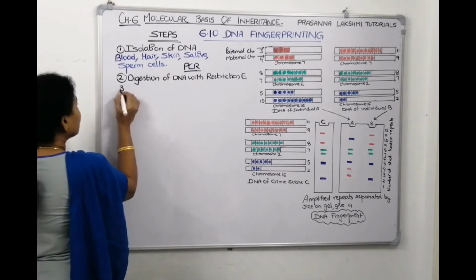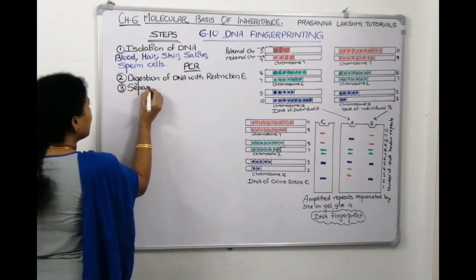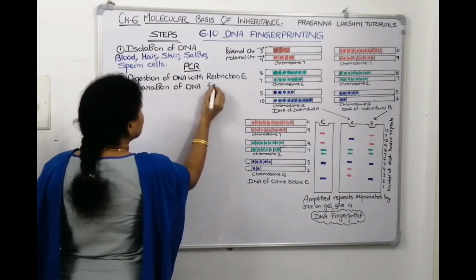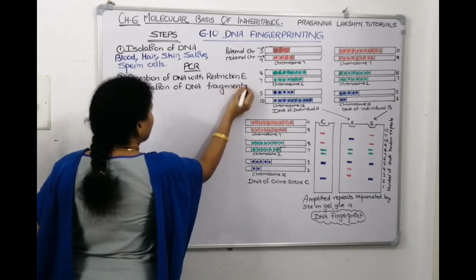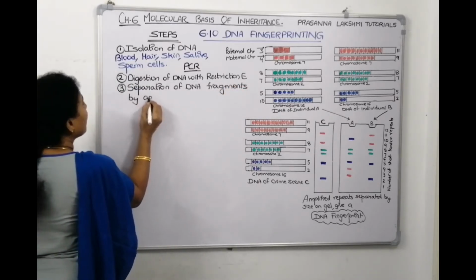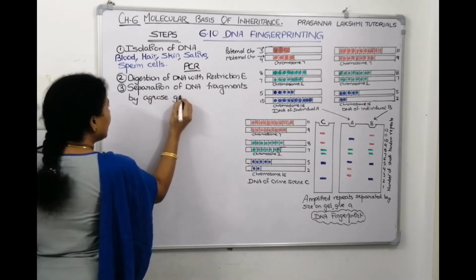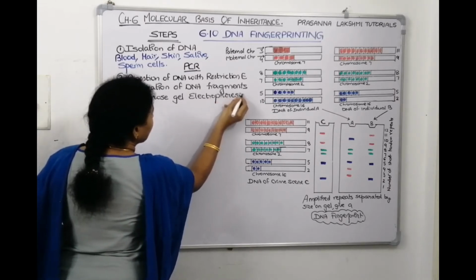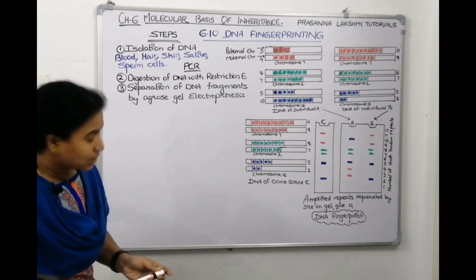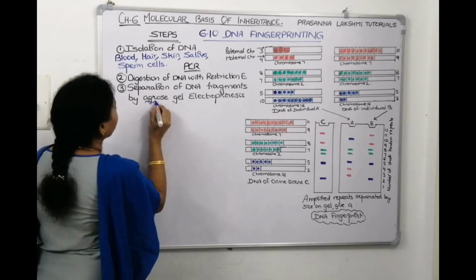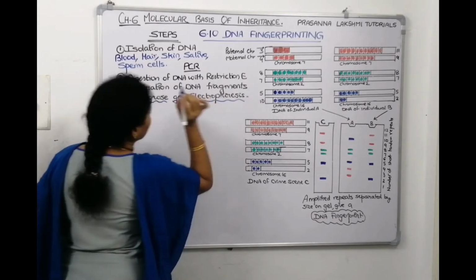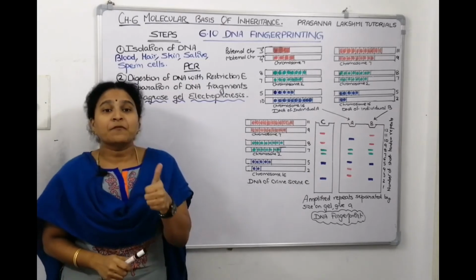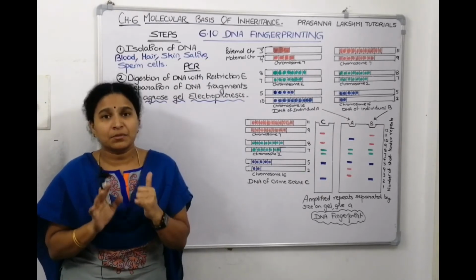So I am writing here the third step is separation of DNA fragments. By which technique? By agarose gel electrophoresis technique. So we are separating the strands by a technique called agarose gel electrophoresis technique. So we are into DNA fingerprinting technology. The steps are, the first step is isolating the DNA from the cells.